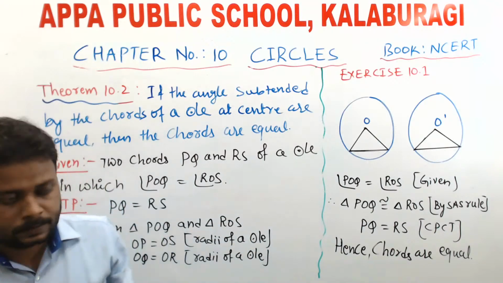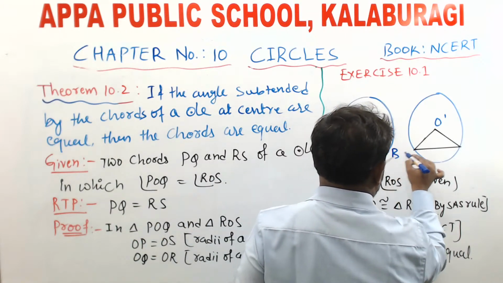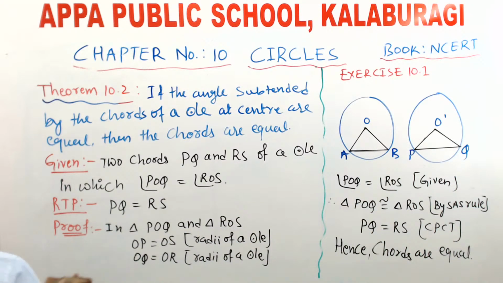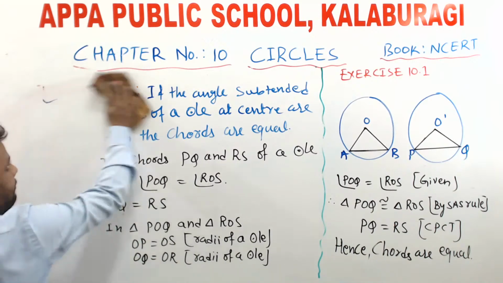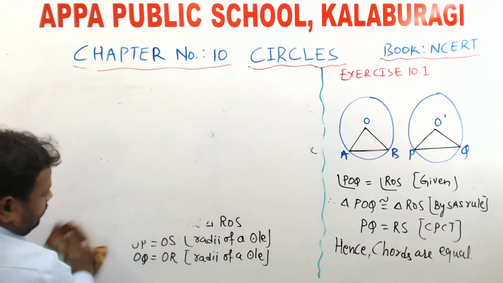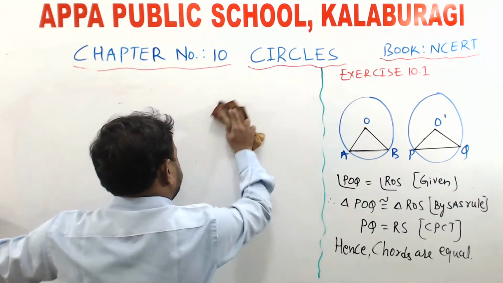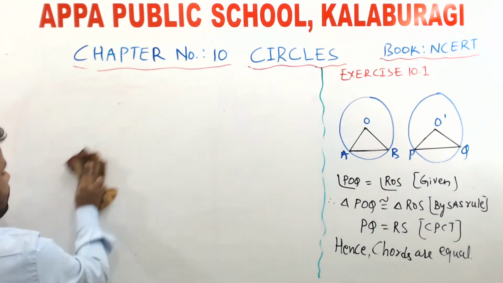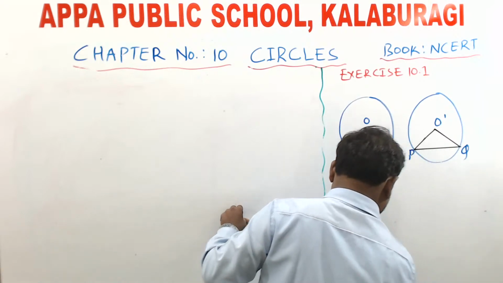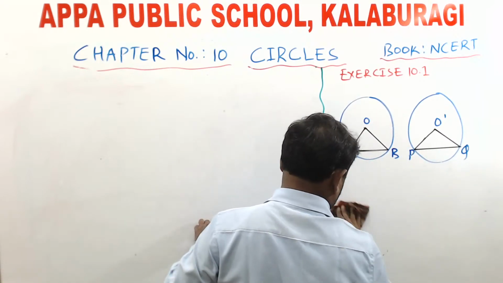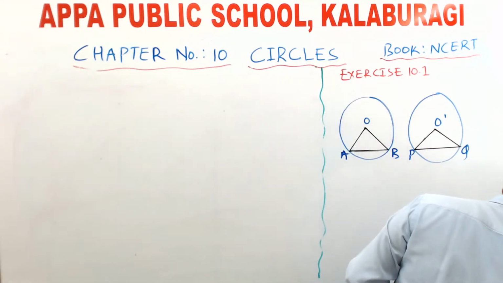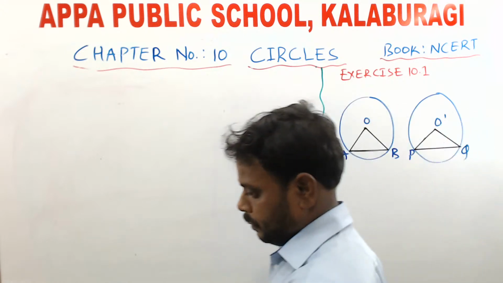The next is AB and PQ. Now I will remove this theorem 10.2 completely. Okay. The next.